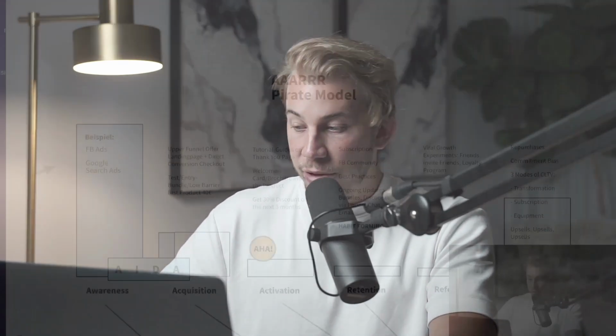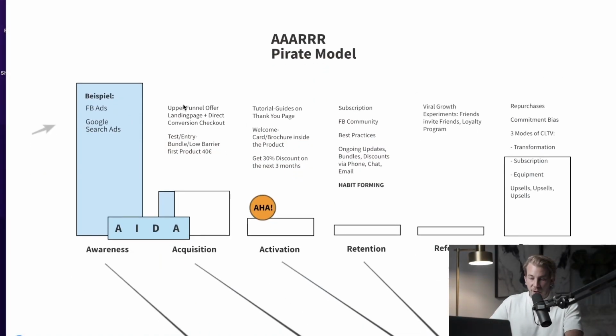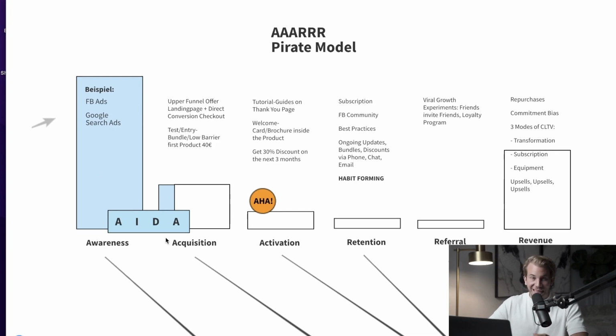So in this video, I'm going to talk about, according to the pirate model, where in these areas it is best to go with ads, where it is good to run email marketing, and what the different tools and methods are to communicate in our marketing in these different areas. As you can see, at the very beginning we have our awareness. And you can also see the AIDA model here.